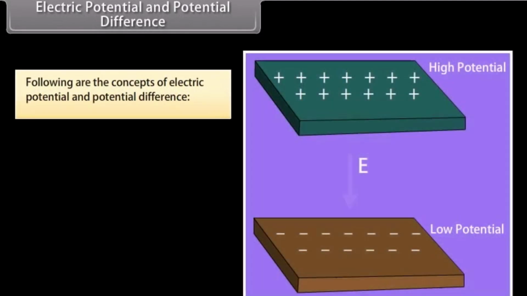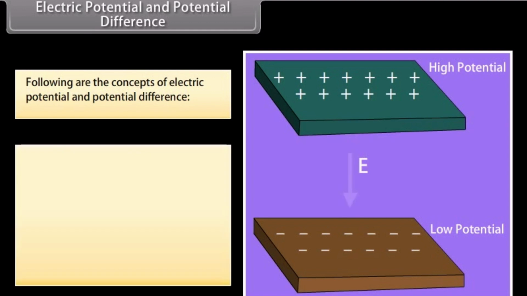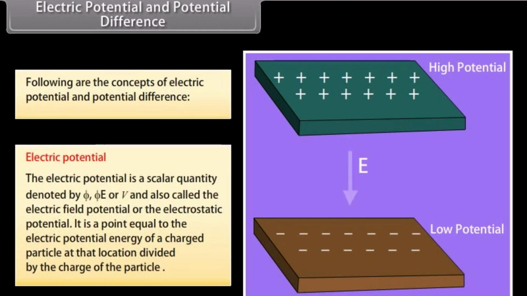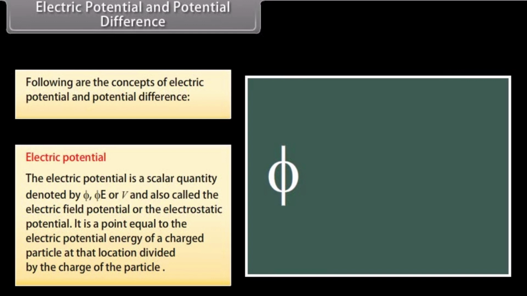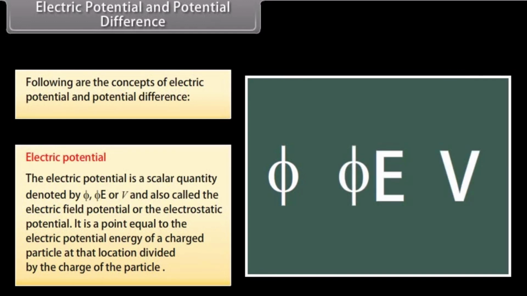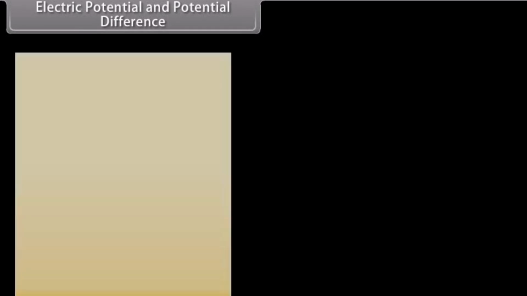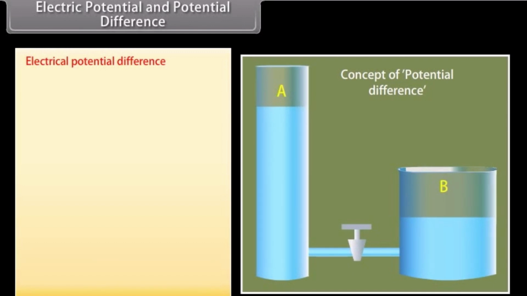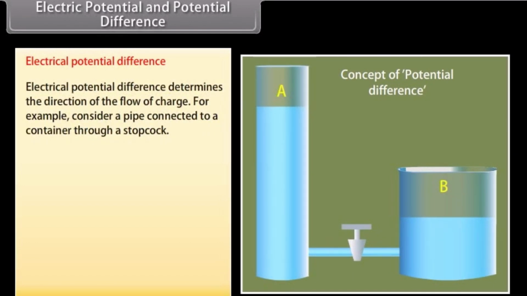Electric potential and potential difference. Let us look at the concepts of electric potential and potential difference. Electric potential is a scalar quantity denoted by E or V. It is a point equal to the electric potential energy of a charged particle at the location divided by the charge of the particle. Electrical potential difference determines the direction of the flow of charge.